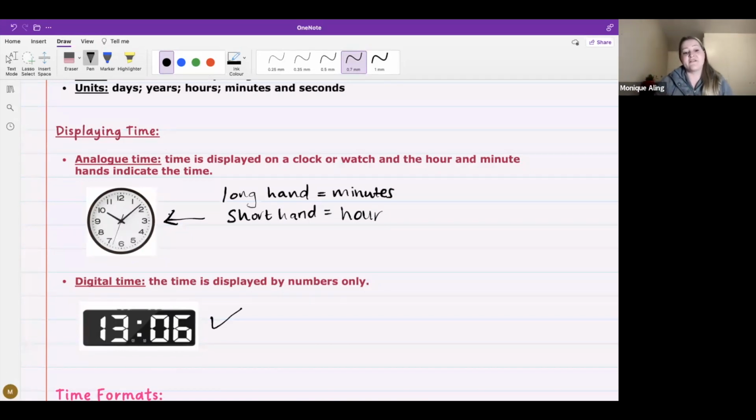The difference between the two is that the analog clock basically shows us a 12-hour format. The highest number we see is 12. Digital clocks show us 24 hours. So it's a 24-hour format. So it goes all the way up until 24 hours being midnight.